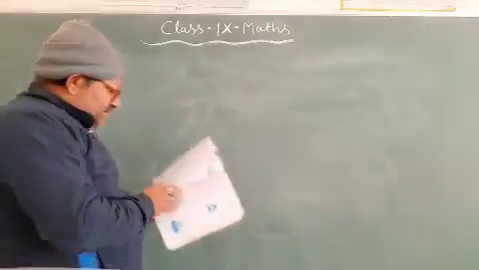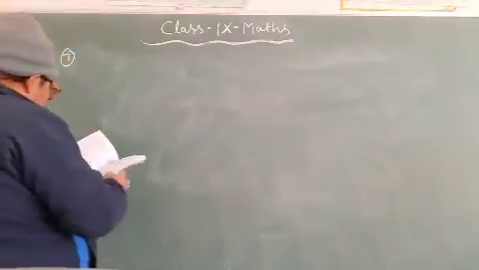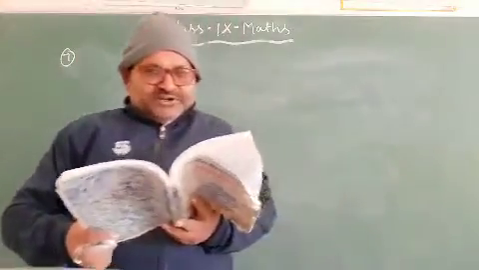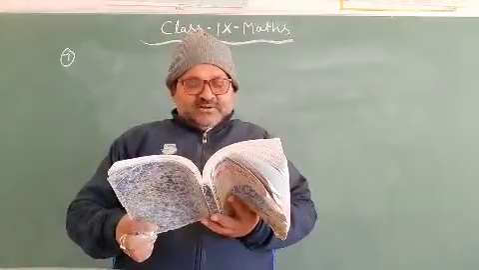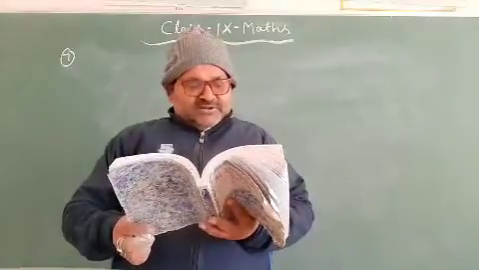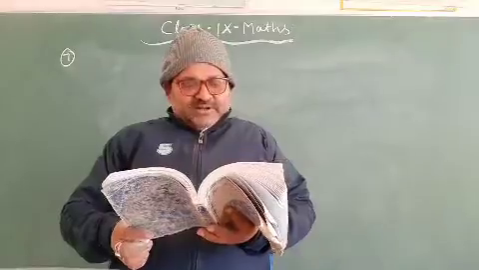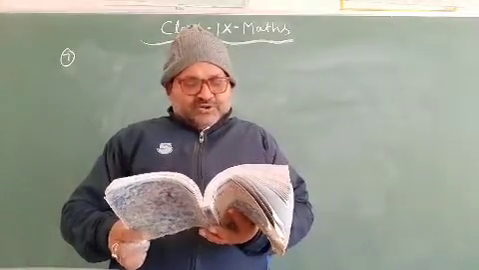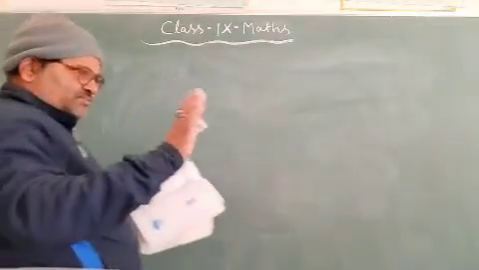Question number 7. A godown measures 40 meter, 25 meter and 15 meter. Find the maximum number of wooden crates, each measuring 1.5 meter into 1.25 meter into 0.5 meter, that can be stored in the godown.